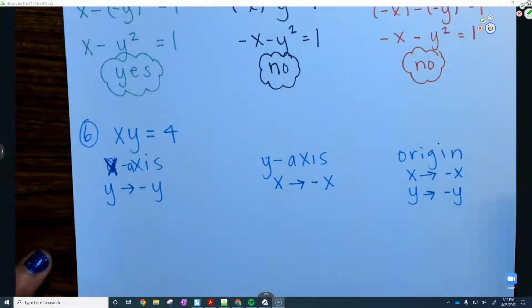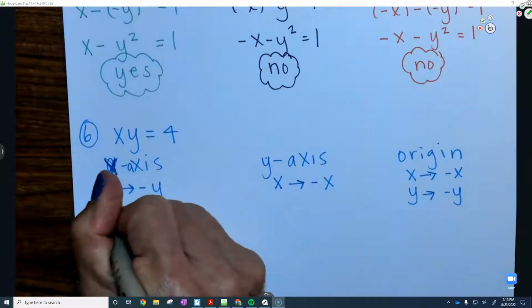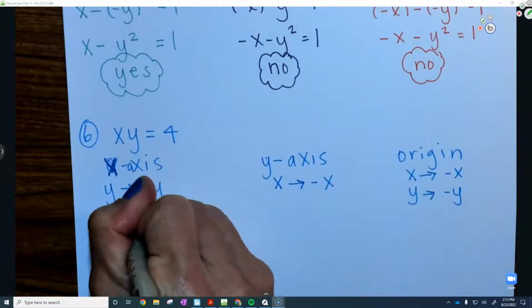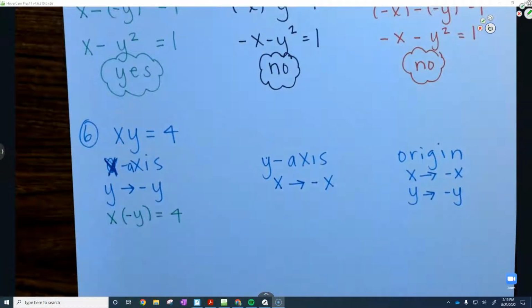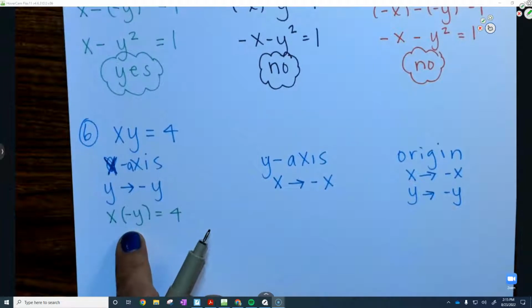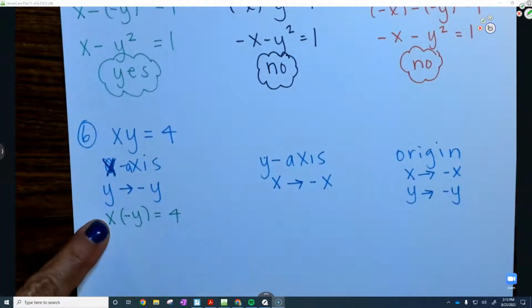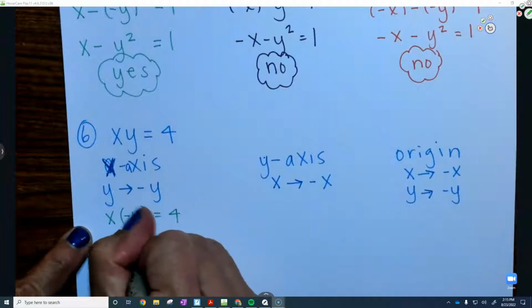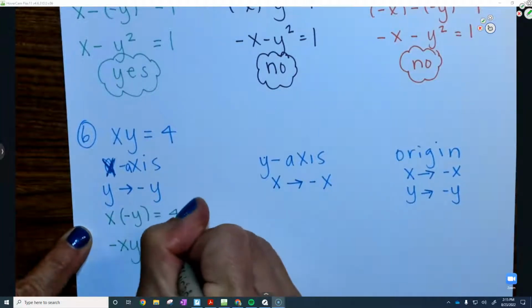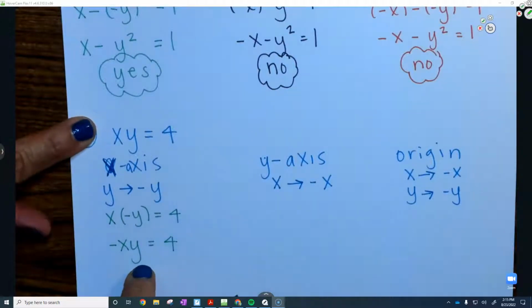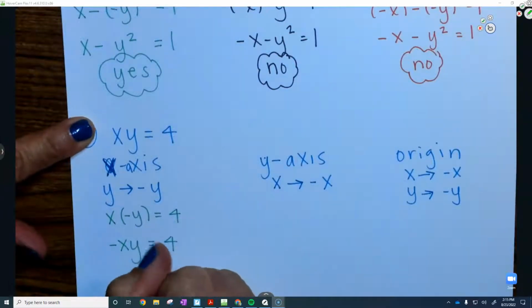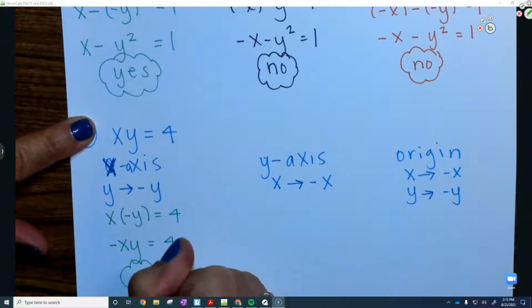All right, so let's go ahead and drop these in. So x, and then it's not a positive y anymore, it's a negative y. Y'all, what's a positive times a negative? It's negative. This is a negative product right here. I'm just going to put this negative in front. Is that what we started out with? No. It is not symmetrical about the x-axis.